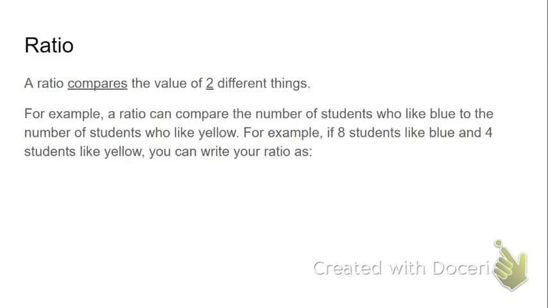It could even be more than two things, but right now we're just going to be learning about a ratio where it compares two different things. So for example, a ratio can compare the number of students who like blue to the number of students who like yellow. For example, if 8 students like blue and 4 students like yellow, you can write the ratio as, let's see, can you think about what that ratio would look like? You should pause the video.